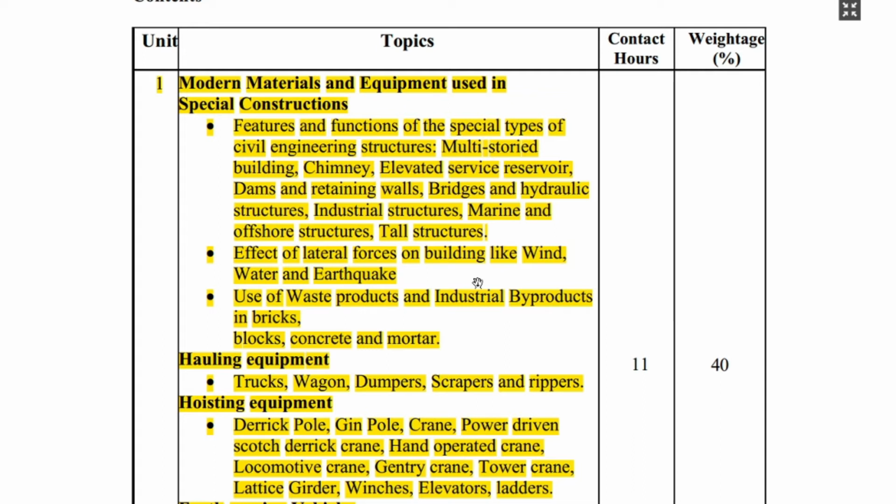Similarly, use of waste products and industrial byproducts in bricks, blocks, concrete and mortar. We have already seen that in the previous semester, but in this semester we will see in more detail which are the waste products. Similarly, in Morbi we have ceramic waste that we can use in road construction. Similarly, we have plastic bottle waste that we can also use in road construction, and industrial byproducts for brick manufacturing or concrete manufacturing. So this we will see.